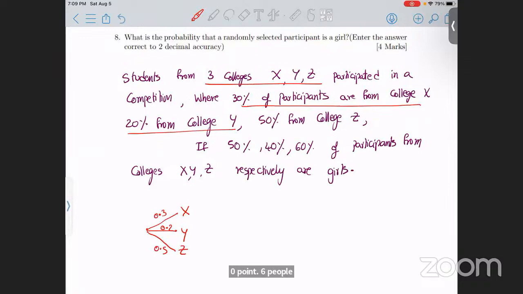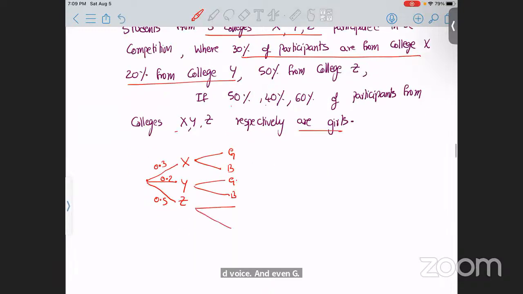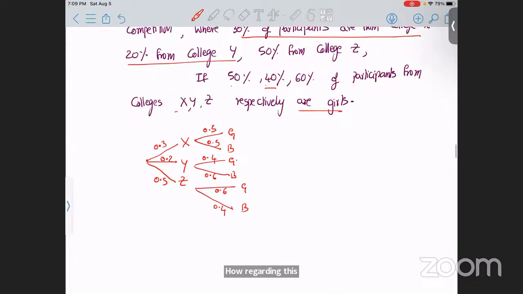Now, 50%, 40%, and 60% of the participants from X, Y, Z are girls. There are 2 possibilities. Out of this 30%, there are only 2 possibilities: girls and boys. They said 50% of X are girls, 0.5, which means boys is 0.5. For Y, 0.4 are girls, 0.6 are boys. Finally, 0.6 are girls, 0.4 are boys. Are you getting this?